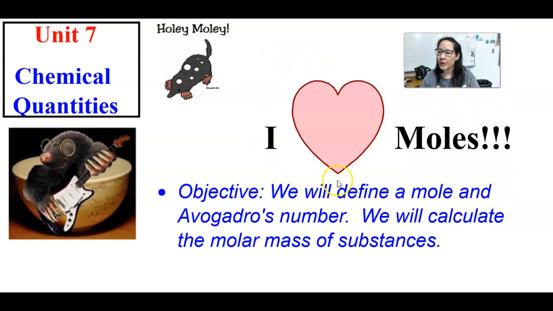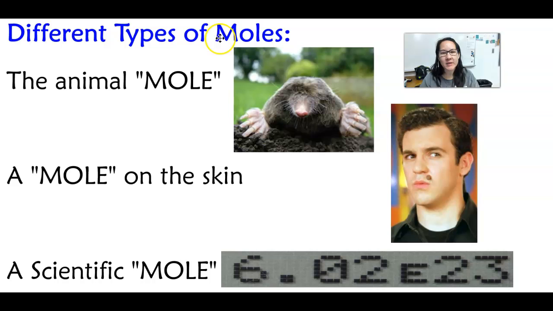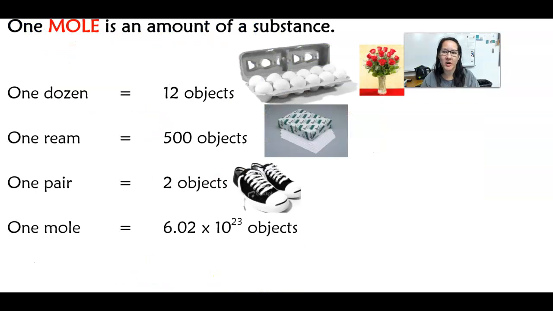The objective today is we're going to define a mole and Avogadro's number, and then we're going to calculate the molar mass of a substance. There are different types of moles, the animal, the mole on the skin, but we're going to talk about a scientific mole, which is a number, 6.02 times 10 to the 23rd. 1 mole is the amount of a substance.